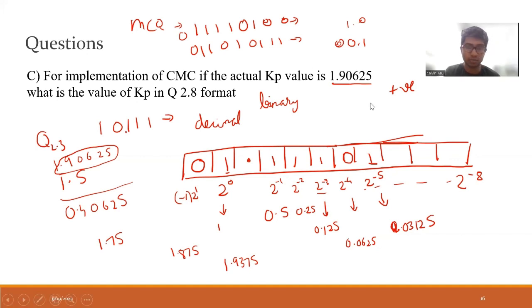Plus 0.25 plus 0.5 plus 1. Okay, so I'm getting the value 1.90625. So that is equal to this. So that means this still has to remain 1. I don't do that. And the remaining bits, I will give the value 0.